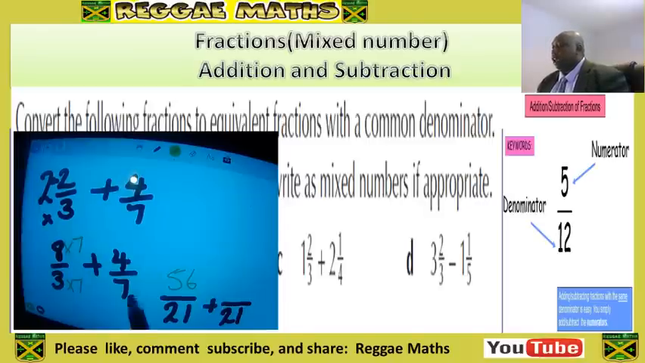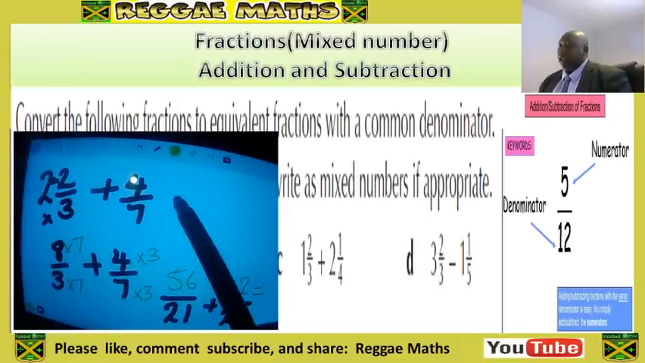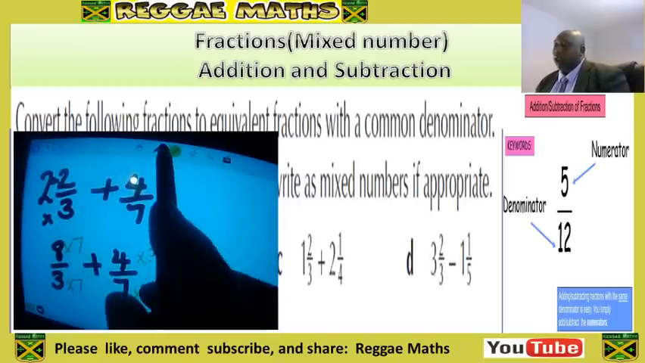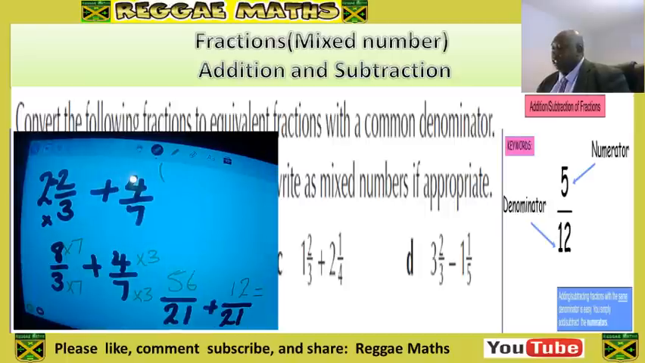Now next I need to do 3 times 4 is 12. So I need to now add the top number. Because you can actually write the denominator, the denominator is 21, without thinking. So that's the golden rule when adding and taking away a fraction.